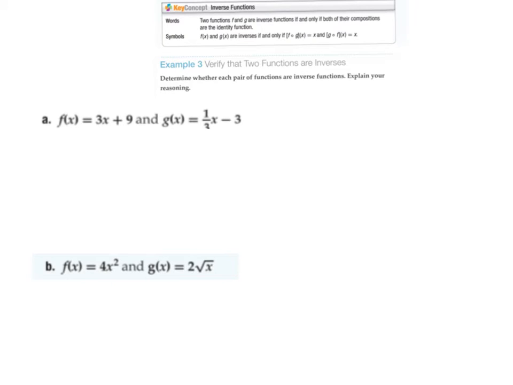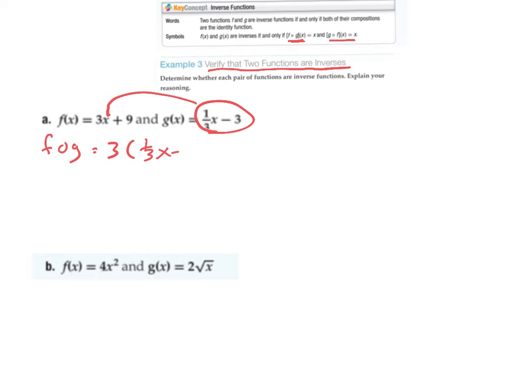So what we want to do is verify if two functions are inverses. And one way of doing that is doing our compositions. If we compose the functions, and when you do that, you get x as your answer, then they're inverses. So we're going to do f composed with g. I'm going to take the g function, and put it right there for the x. So that means I'm going to substitute 1/3 x minus 3 plus 9.